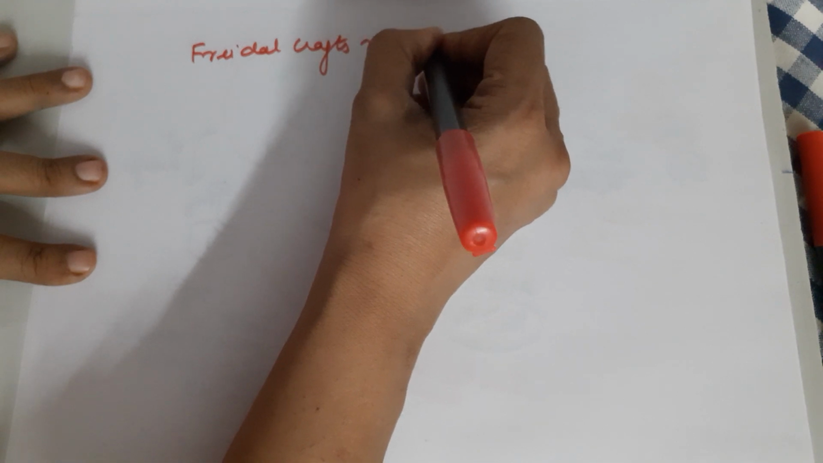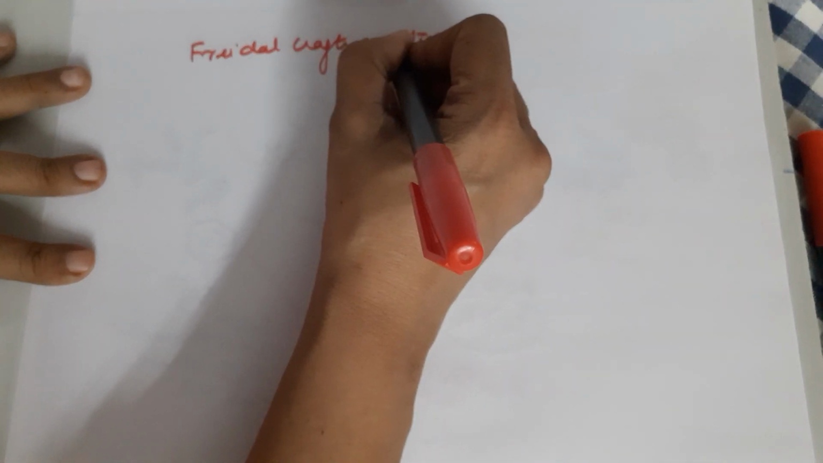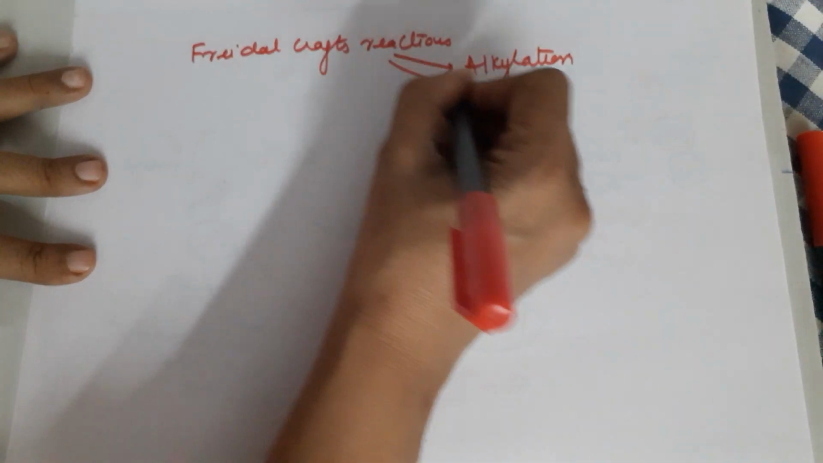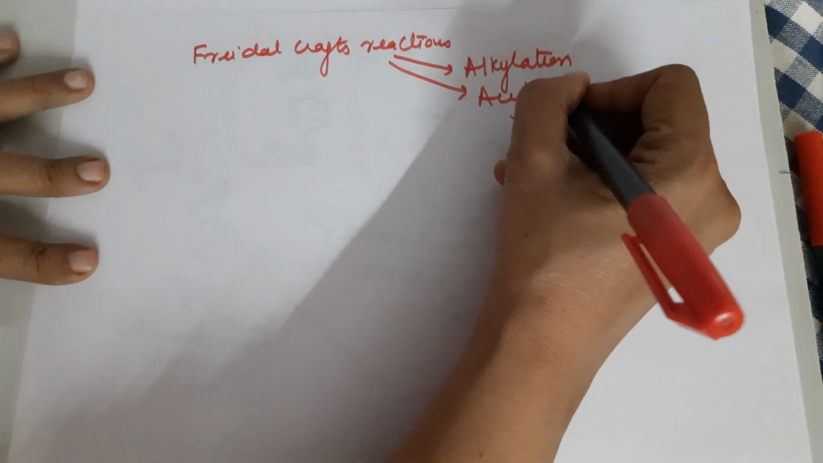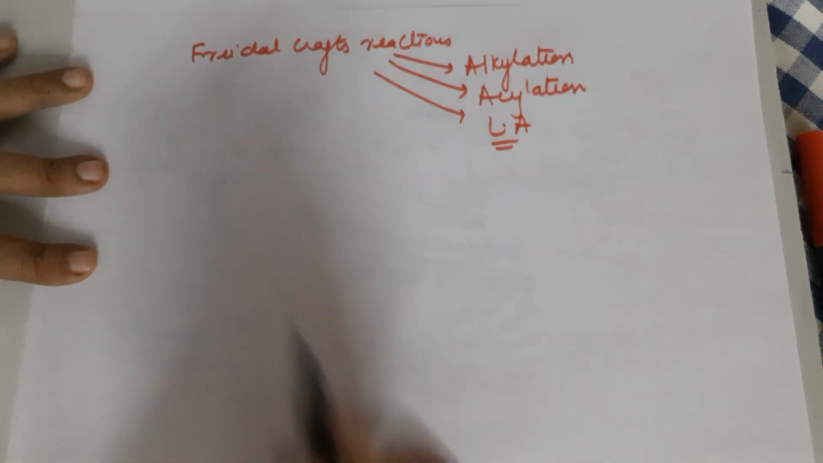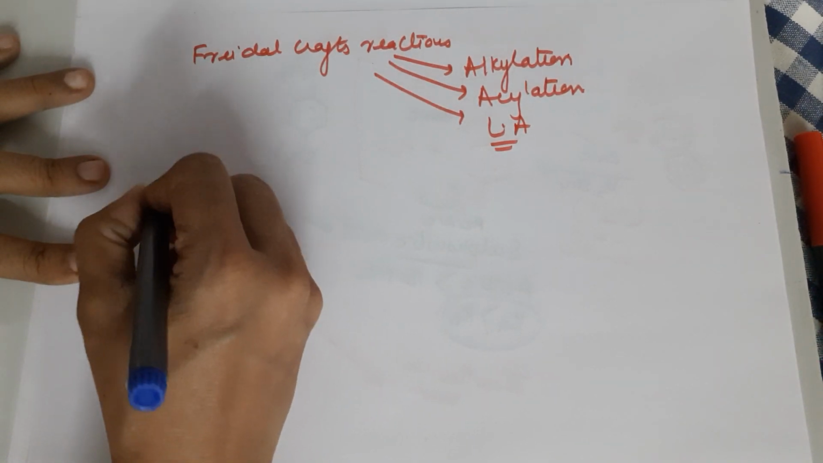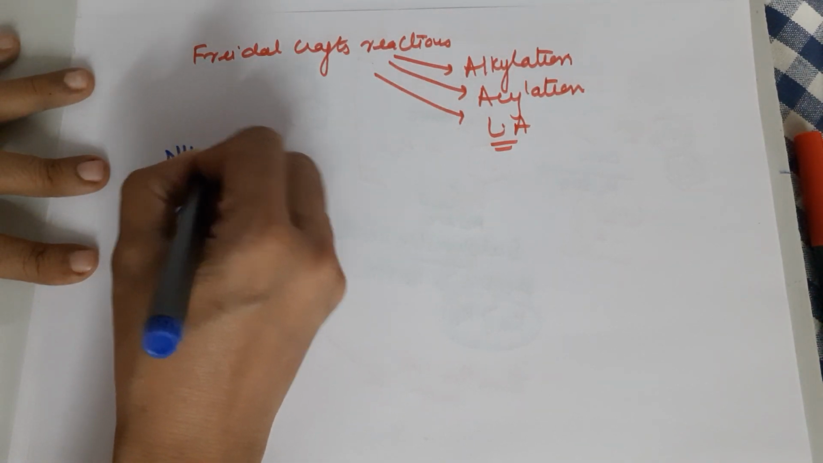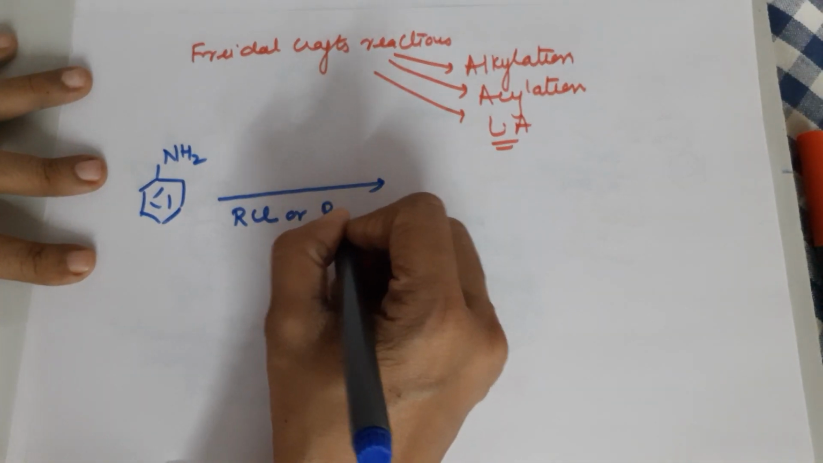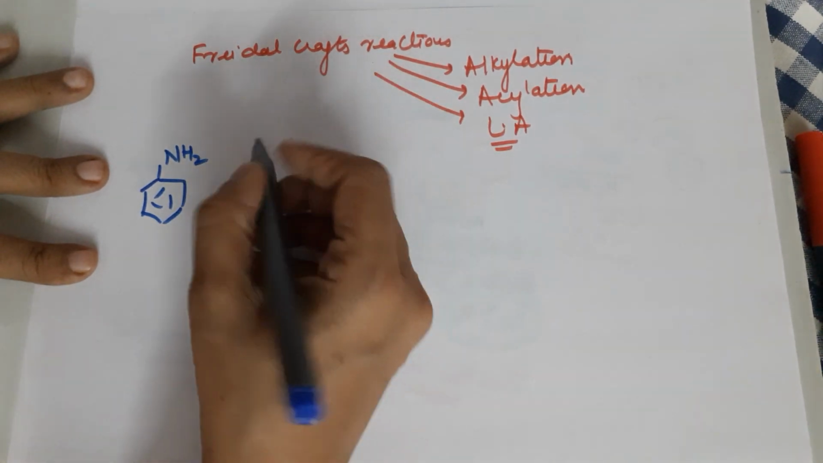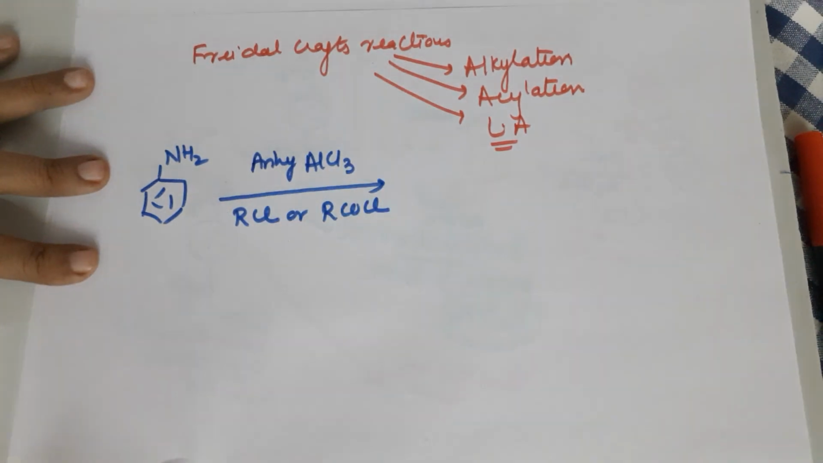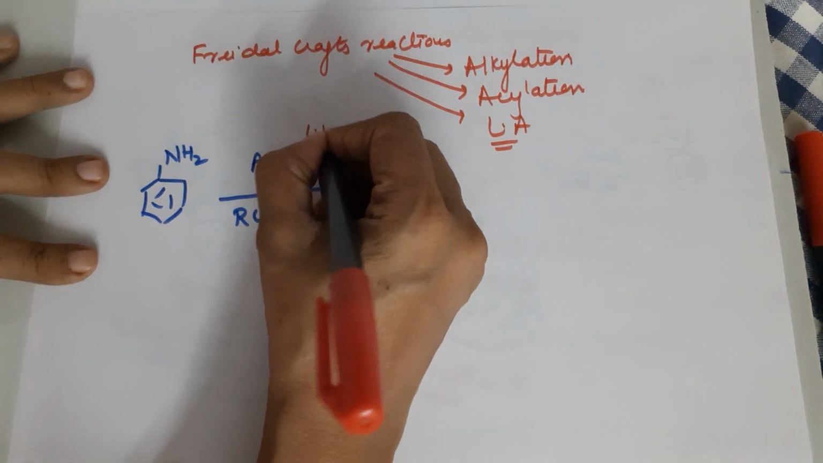Coming to the last property, which is your Friedel-Crafts reactions. Now Friedel-Crafts reactions दो टाइप के थे, alkylation and acylation. और तीसरी बात, उसमें लुईस एसिड चाहिए था. तो रिएक्शन कैसा होगा? Aniline will have to react with या तो RCl or RCOCl, but the important fact is you will require an anhydrous AlCl3 in the reaction, which is the Lewis acid.